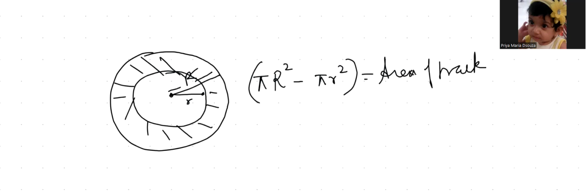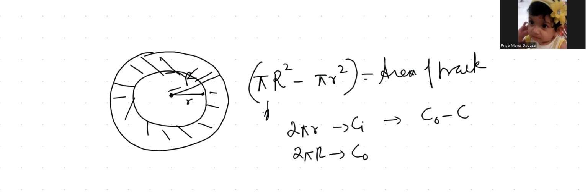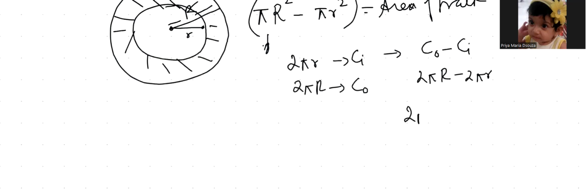Then you can get a question like the difference between the lengths of the two circumferences. The circumference of the inner track will be 2 pi r, and 2 pi capital R will be the circumference of the outer track. So the difference in circumference will be C outer minus C inner. The outer circumference is obviously more: 2 pi capital R minus 2 pi small r. While solving, you can take out 2 pi as common. You'll get R minus r.